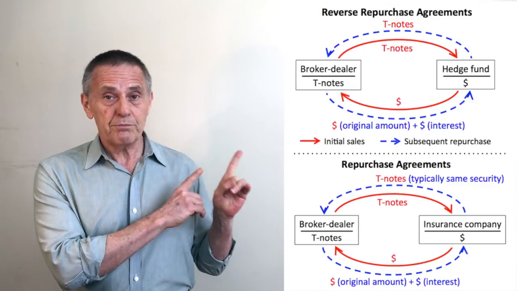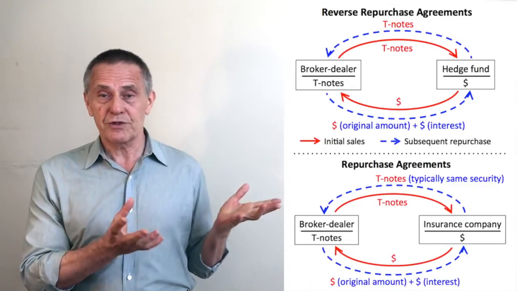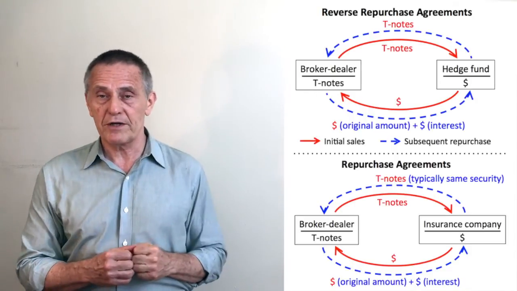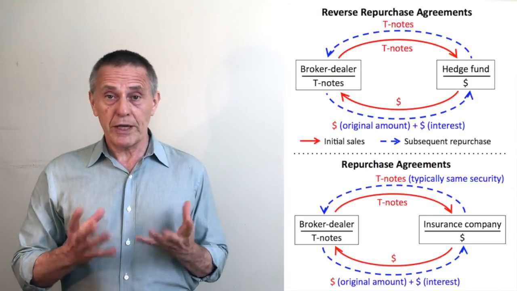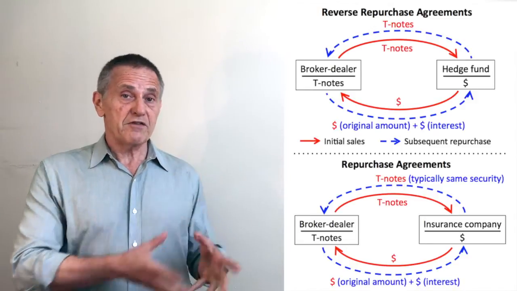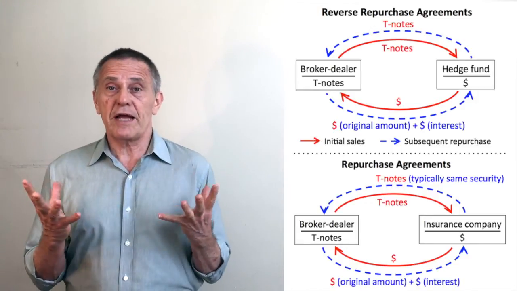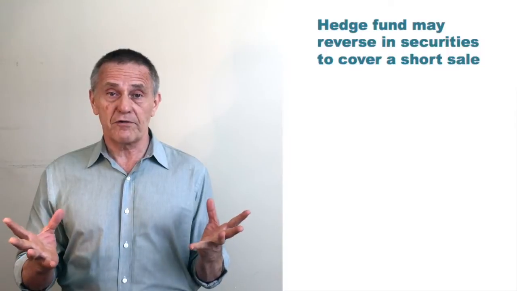So the hedge fund wouldn't be engaging in the reverse to make interest on its money. They'd do a repo if they wanted to do that. So again, back to my question, why does the hedge fund want to reverse on securities they're not going to earn interest on? Well, there's a variety of possible reasons, but one common one might be that they need to obtain securities to deliver on a short sale.